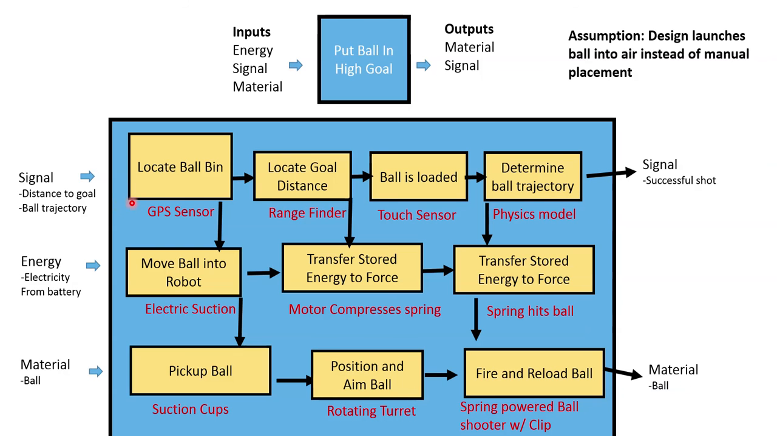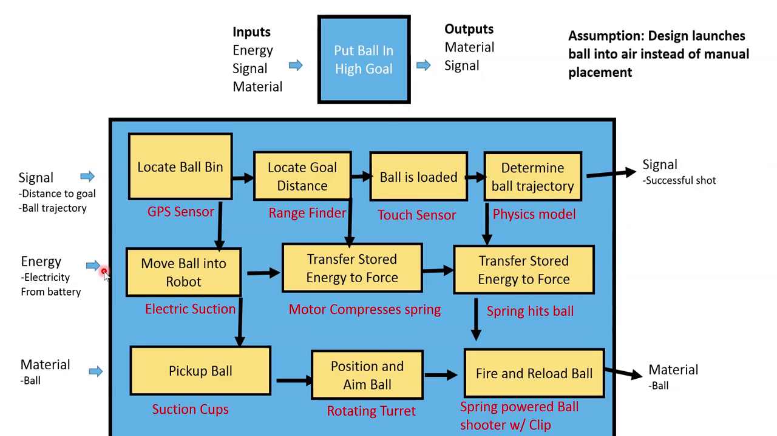So if I look at all of our signal functions, we have to locate the ball in the ball bin. Basically, I'm just walking through the process of how the robot would perform this function of putting the ball in the high goal. So first, it's got to locate the ball bin. Next, it's got to locate the goal distance. It's got to figure out if the ball is loaded and determine the ball trajectory.